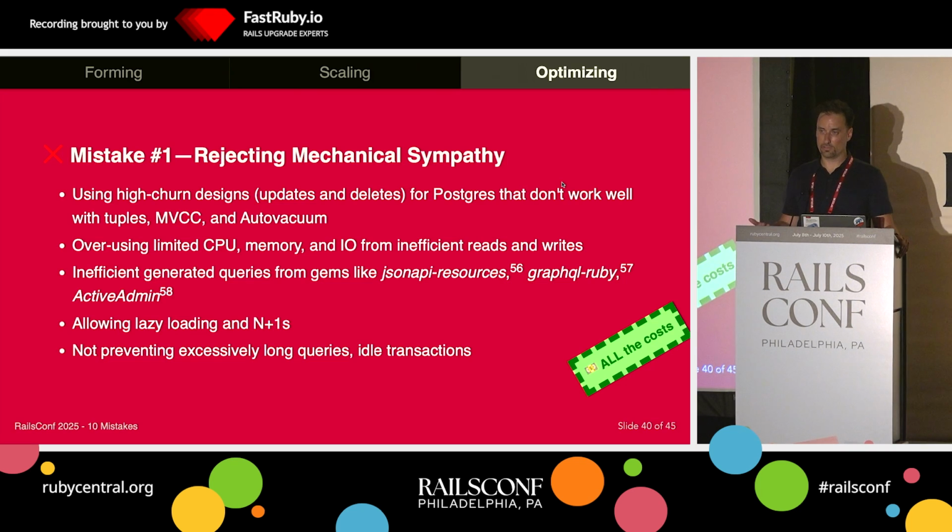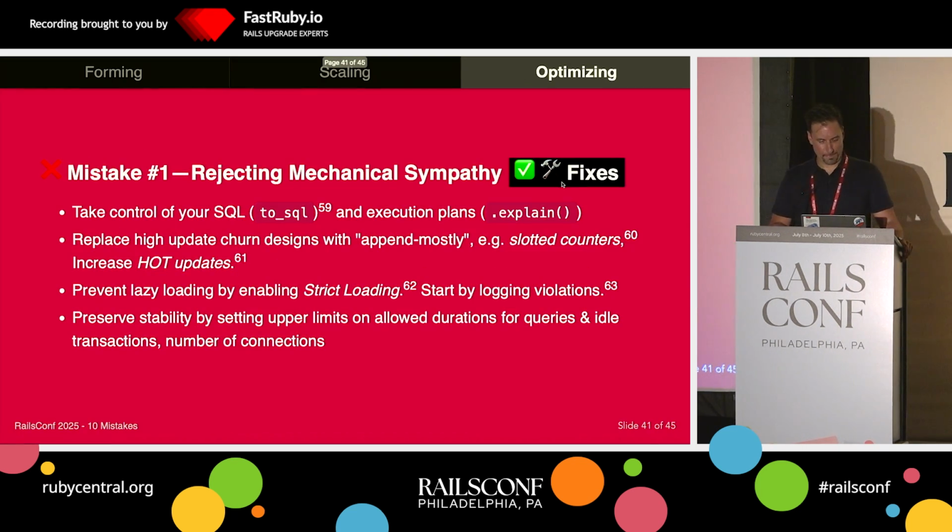Overusing limited resources on our database instance, so CPU, memory, and IO, from inefficient reads and writes. Inefficient generated queries, not restructuring those or moving more to handcrafted queries. From gems, some that I've seen that have caused trouble: JSON API resources, GraphQL, Ruby, ActiveAdmin. Allowing lazy loading and N+1s, and not preventing excessively long queries or excessively long idle transactions. So to fix some of that, I recommend trying to take control of your SQL.